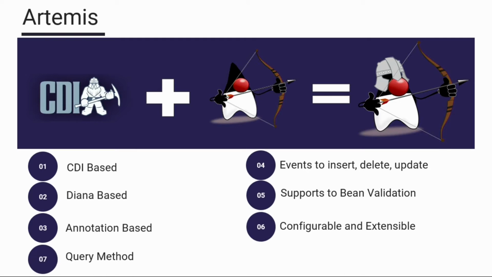Artemis, in this case, is the project that sits on top of Diana, and the helmet is inspired by the CDI mascot that was recently defined. So it's a little bit like the Gimli dwarf from Lord of the Rings. That's why the Artemis mascot is wearing the same helmet, and Artemis combines CDI by using CDI annotations together with the underlying API of Diana.